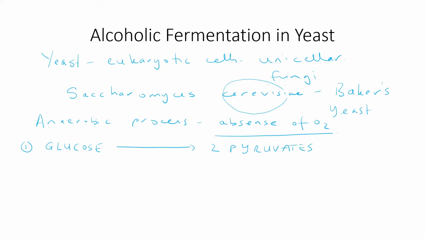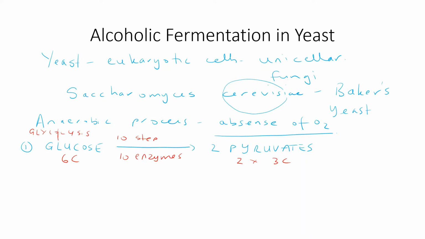And this is actually a 10-step process, and it involves 10 separate enzymes that convert glucose bit by bit from a 6-carbon molecule into 2 times 3-carbon pyruvates. So that's the first step, so that's glycolysis. The breaking down, the lysis of glucose, glycolysis.